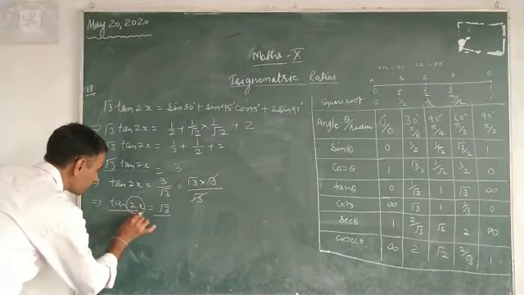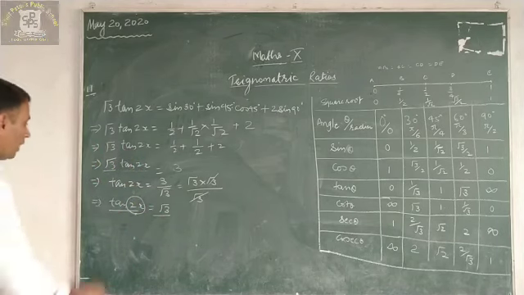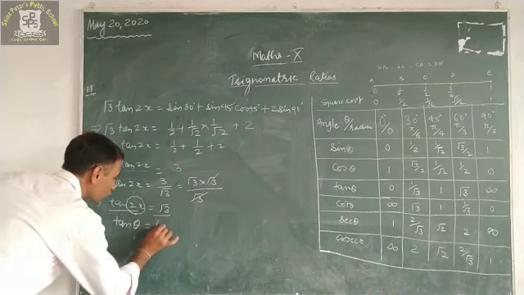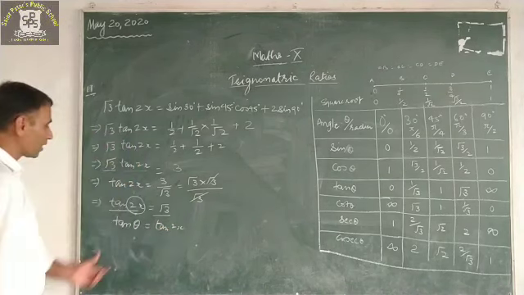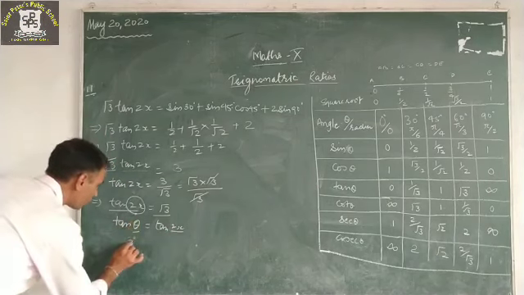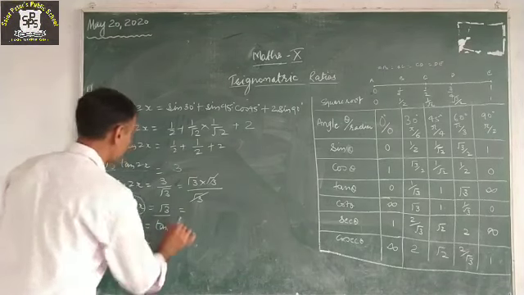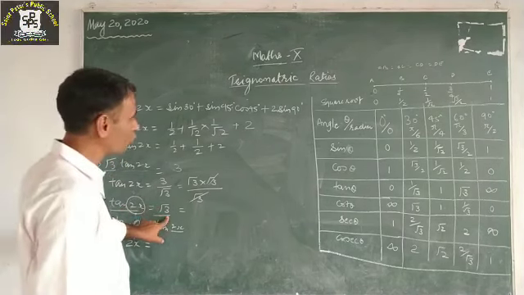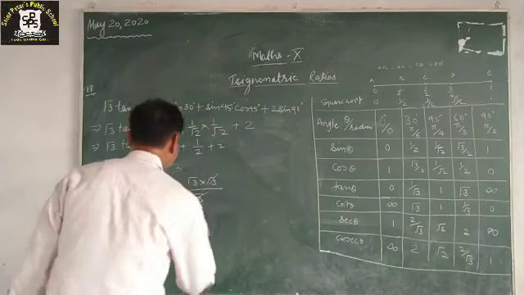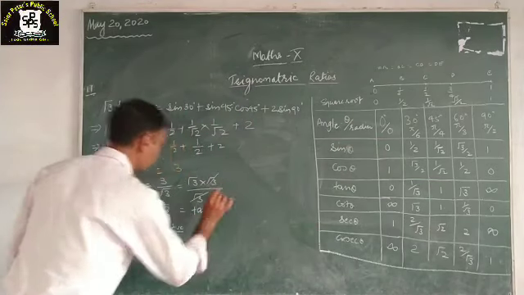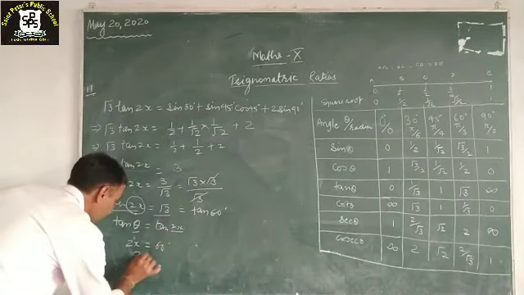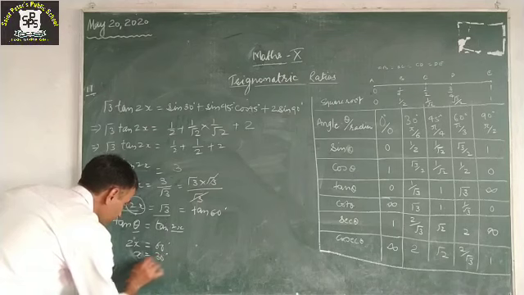This 2x is the angle, and so tan theta will be equals to tan 2x. So by comparing both these sides, theta is equals to what? 2x. So the value of 2x will be equals to what? The value of tan 2x is root 3 and root 3 is equals to the value of tan 60 degree. So I can write it tan 60 degree. So 2x will be equals to what? 60 degree and x will be equals to 30 degree.